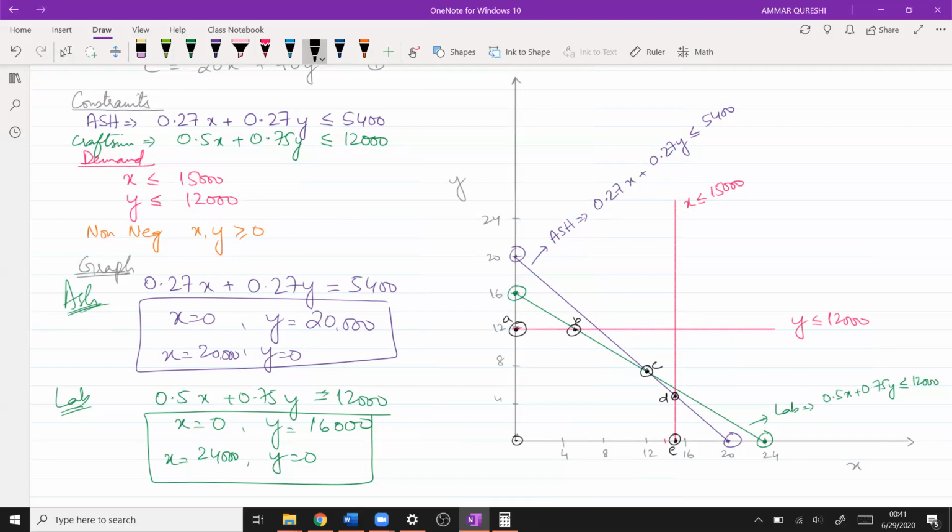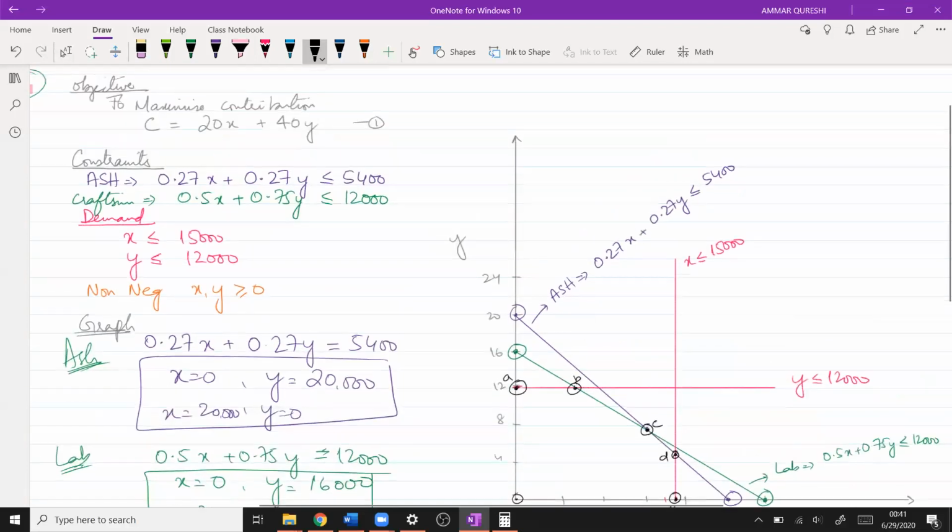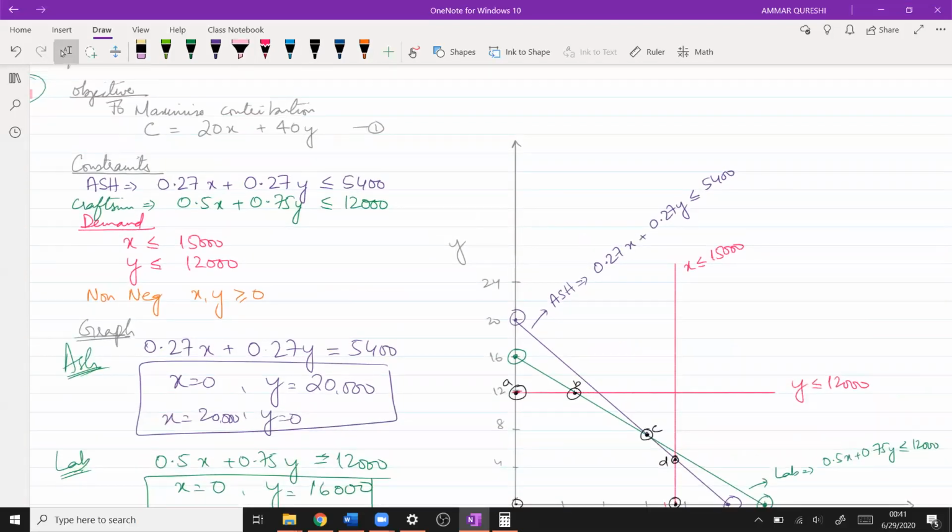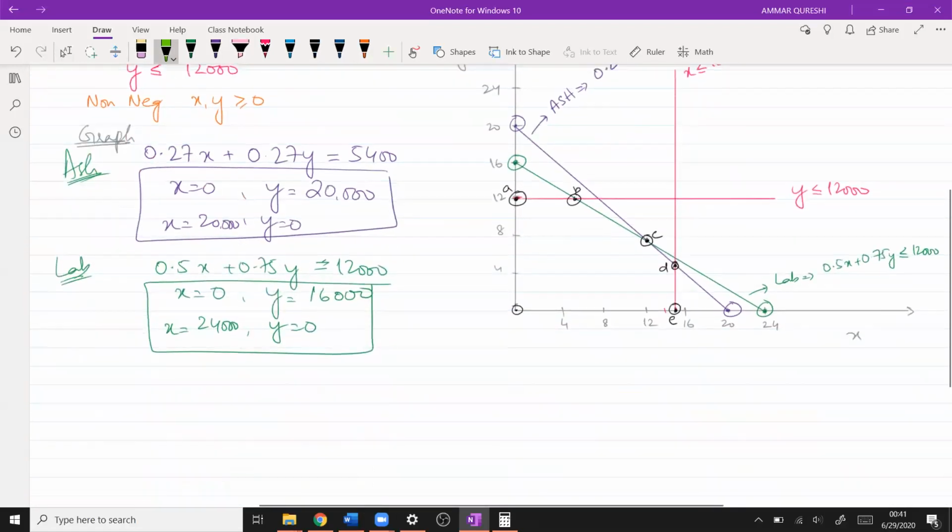But it's not a good idea, because if you do that, it will take a lot of time. So we should try to make the ISO contribution line. The ISO contribution line is always prepared by using the objective function. The objective function is 20x plus 40y, right? And we usually keep its multiple, so it's 800.